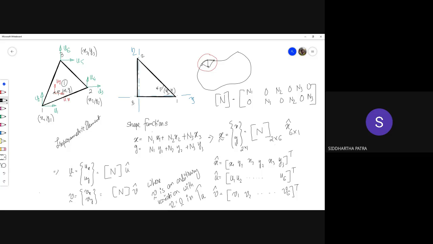Okay. Now you can check that if I multiply that with x hat, I'm going to get this expression for x and y values. Okay, and a similar result would be obtained when I multiply N with u hat.